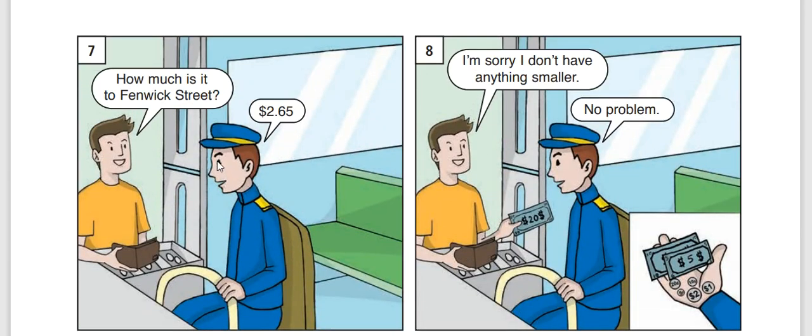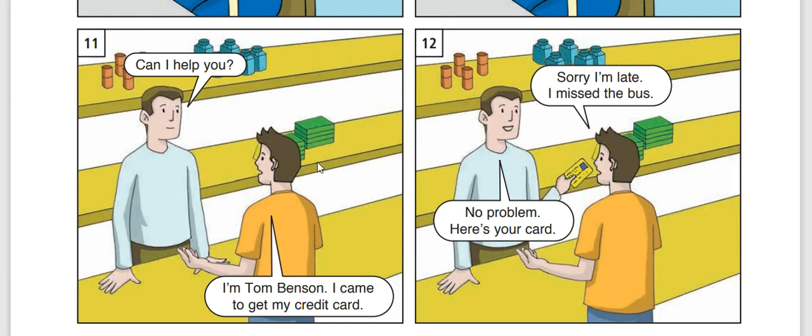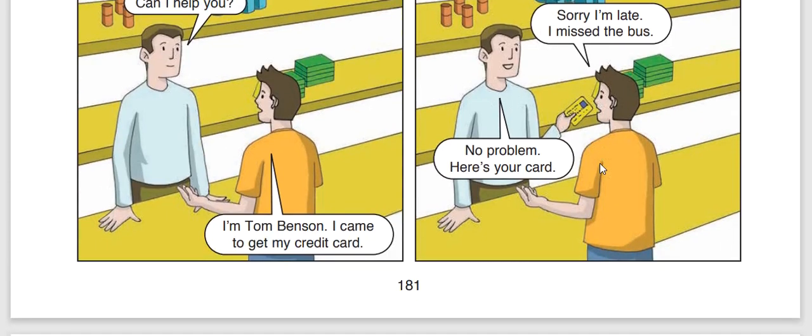Okay, before we end this unit, let's revise. Picture 7, picture 8, picture 9, picture 10, picture 11, picture 12, and this is all about this unit.